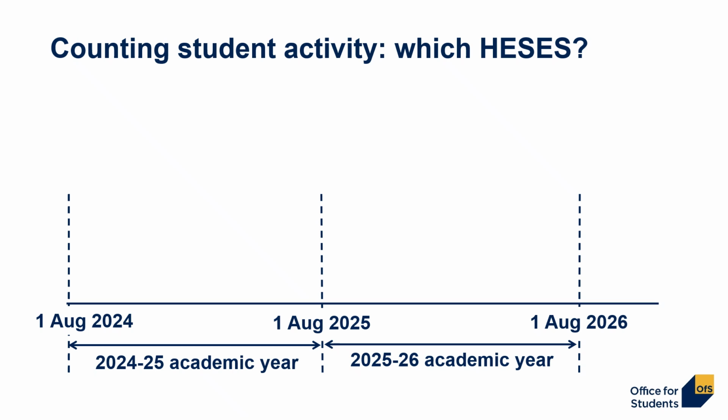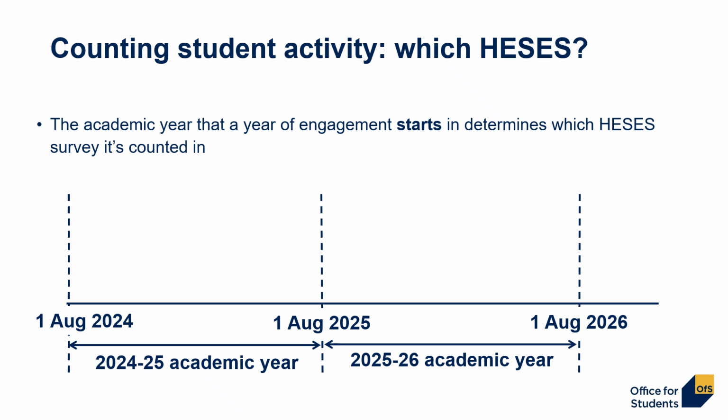Let's stay with further education in sixth form colleges and academies for a moment. To ensure that we are recording years of engagement correctly in the HESIS survey, the key is to remember that the academic year that a year of engagement starts in determines which HESIS survey it's counted in. To show this, we'll fill in this diagram to represent the study activity of two students, one on the bottom row in yellow, the other on the top row in light blue.